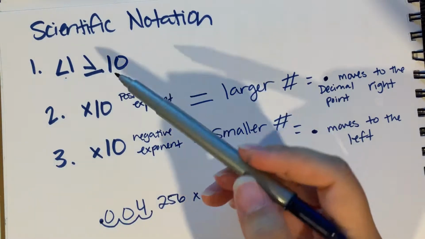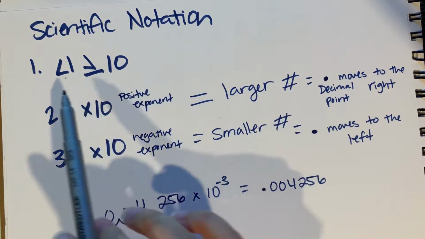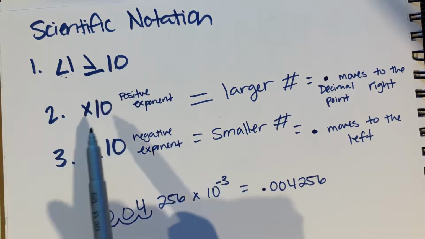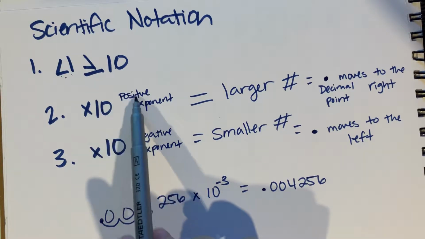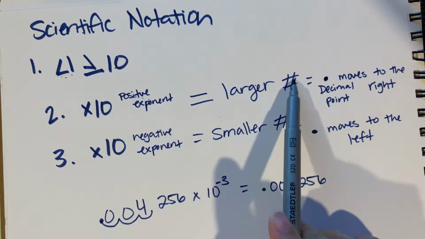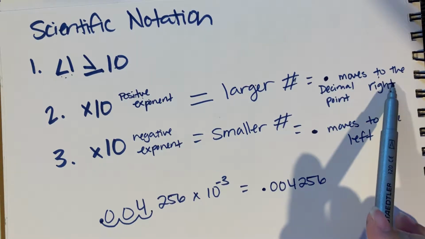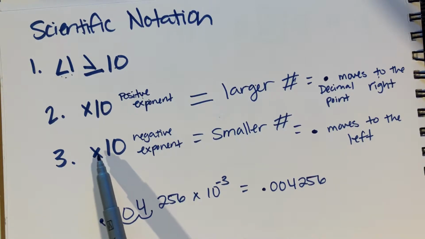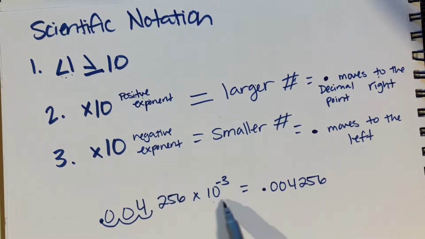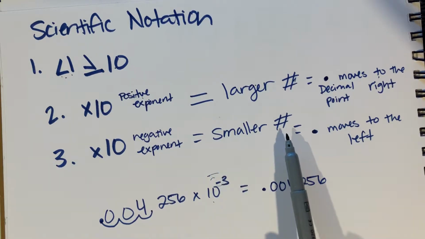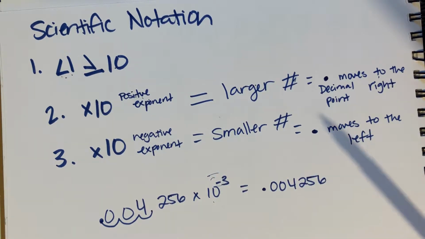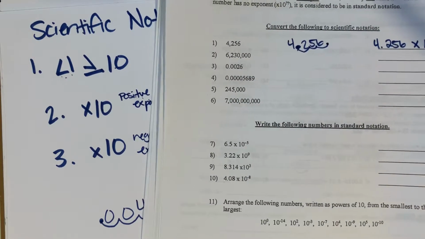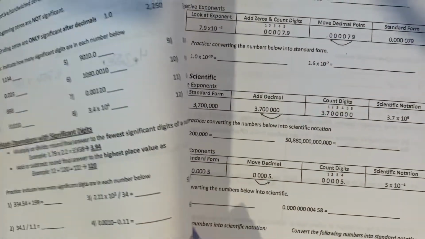So these are the 3 things you need to keep in mind for scientific notation. It has to be greater than 1, less than or equal to 10. Okay? And then if you have times 10 to the positive exponent, your number is actually supposed to be larger. So your decimal point moves to the right. Okay? If you're putting it back in standard form. Now, for times 10 to a negative exponent like we have here, your original number is smaller. So that means your decimal point is going to move to the left. Okay. So let's see.